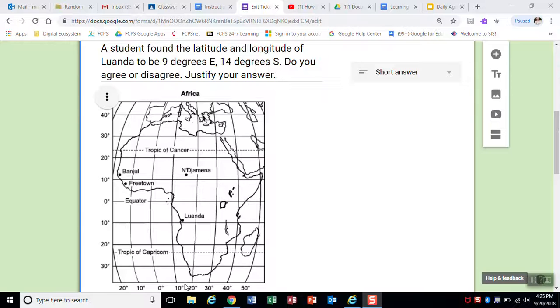So your latitude and longitude coordinates are 9 degrees south and 14 degrees east. So hopefully you disagreed with this because the student flip-flopped. They got confused about their latitude and longitude directions. The correct answer would be 9 degrees south, 14 degrees east.